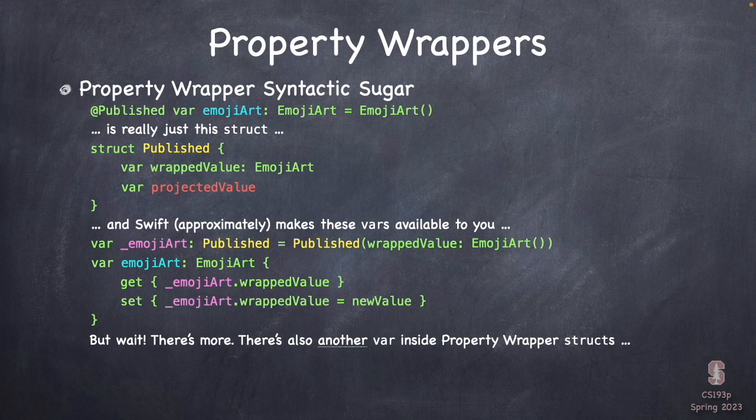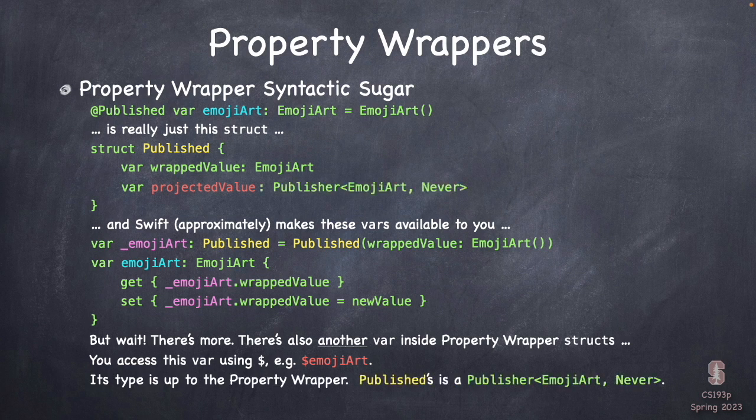But wait, there's more. There's another var called the projectedValue. So this struct can have a var called projectedValue, and you get that var as $emojiArt. And we actually have seen this once. Do you remember it? $gestureState. Remember the gestureState we had there? That actually was using the projectedValue of the @GestureState. Now, what is that projectedValue? It can be anything the struct wants. So different structs, Published has its own projectedValue of a certain kind of thing. I'm going to talk about what that is right here. But other ones like @State, they have their own projectedValue, which is different. @ObservedObject, it has its own projectedValue. It's different than Published. You see, they all can vary. And I'm going to go through all of them and what their projectedValues are in a second here.